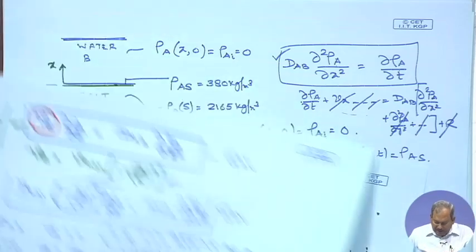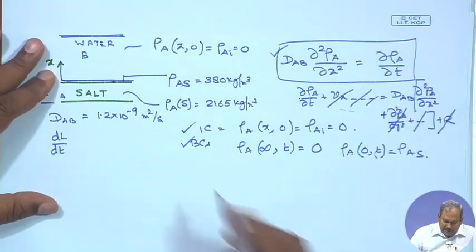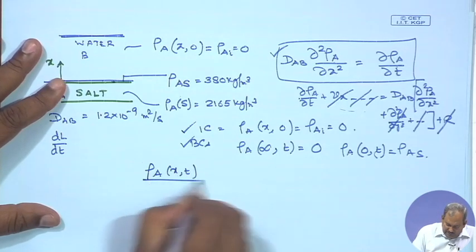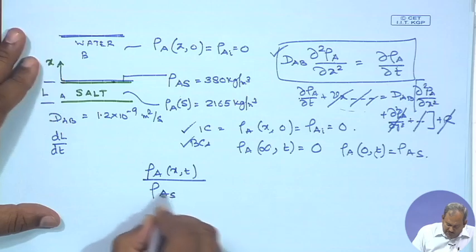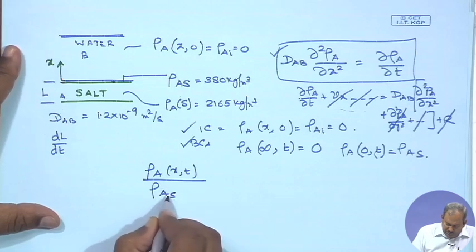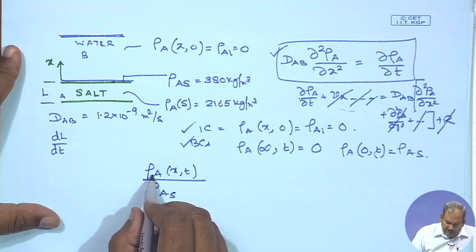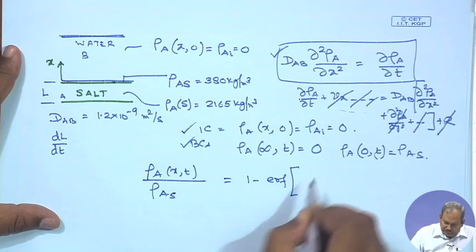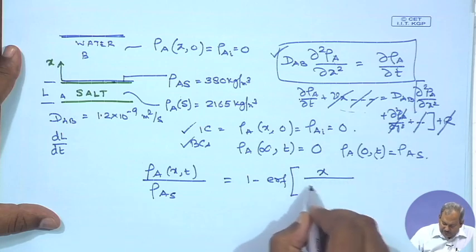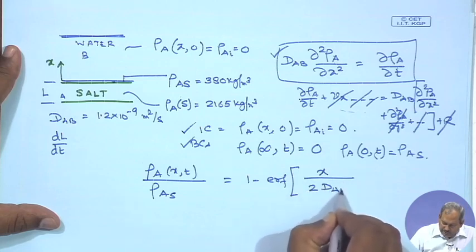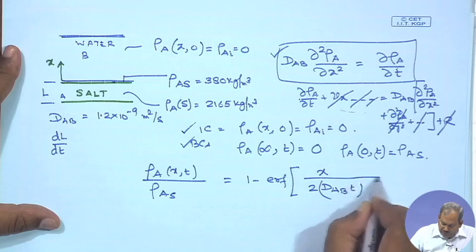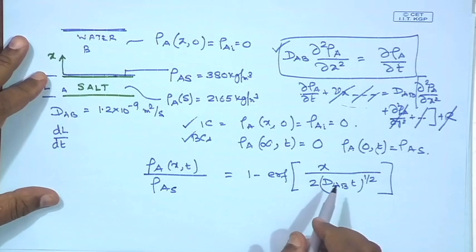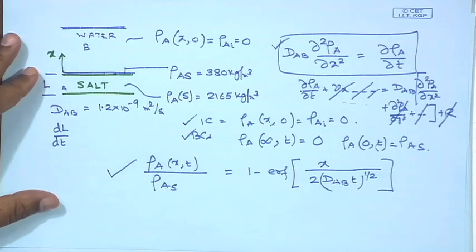So, for such problems you can directly write what is going to be rho A as a function of x and t. Dividing by rho A s, which is the one we are using to non-dimensionalize the mass concentration, it is 1 minus error function of x by 2 times (D_AB times t) to the power half, the previous solution that we have obtained for this case. So, this is part A done.